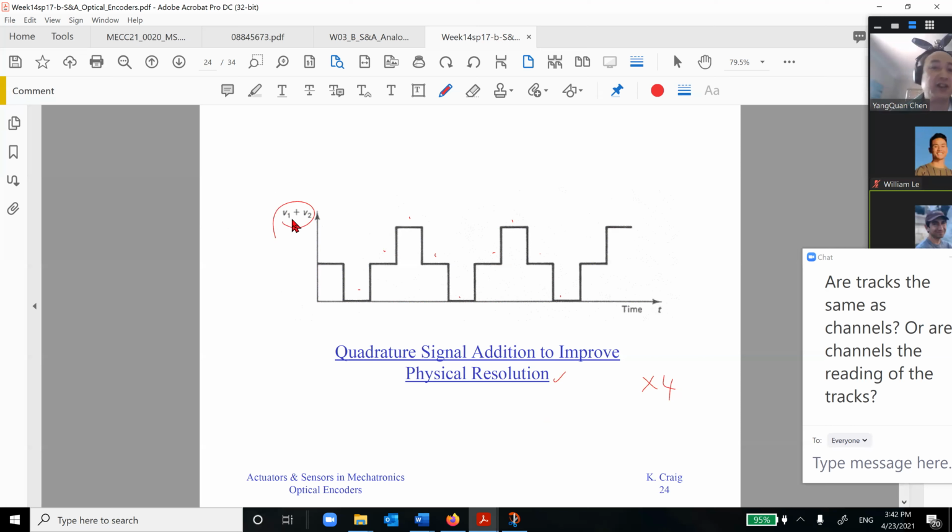With that kind of quadrature, you can see that for each cycle we have 4 different states. V1 and V2 together give this type of waveform. This is called a quadrature signal, and it improves the physical resolution by 4. It's because of that.